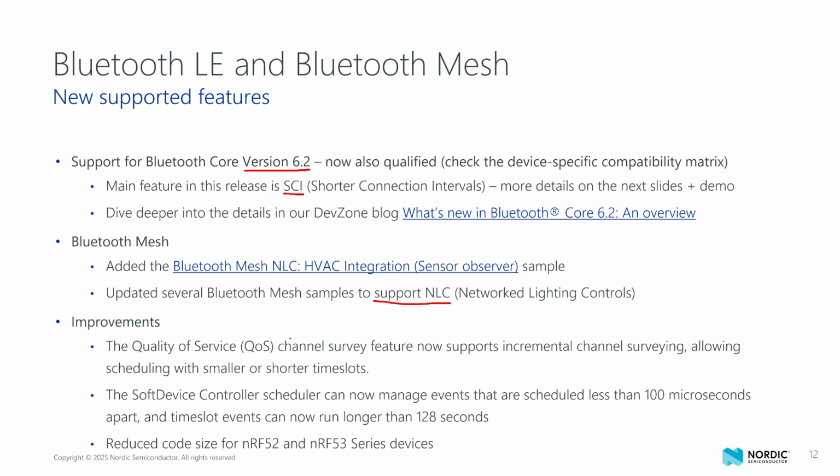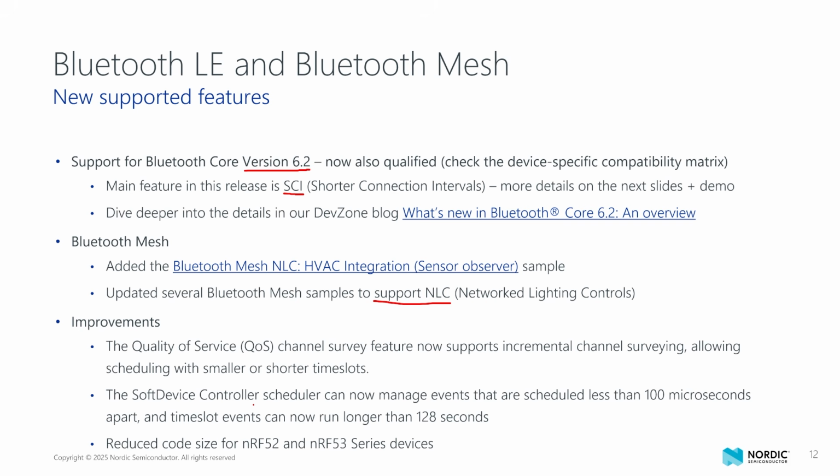There's also a few improvements for Bluetooth in the QoS channel survey feature. This allows you to scan the different channels and try to understand if there are noisy channels, or specific channels that can be more noisy than others. And then you can update the mapping to avoid those channels and make sure that you're running the channel hopping using the channels that are noise free, let's say. There's been some improvements there.